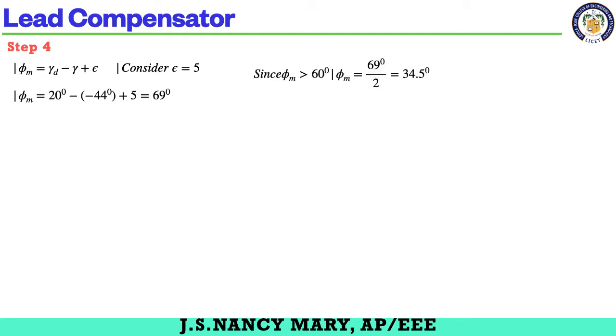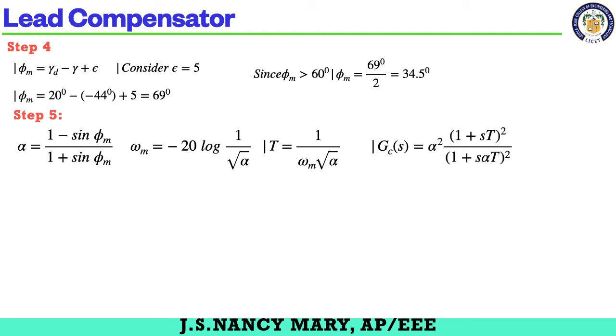So I'm going to take half of it. Now we know step 5, we know this formula. So I'm going to find out the alpha first because we don't know what omega m is. I'm sorry, we have to find out the alpha first, and then only we need to go for T.